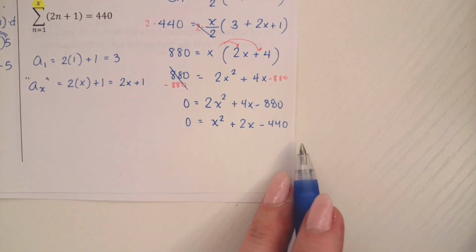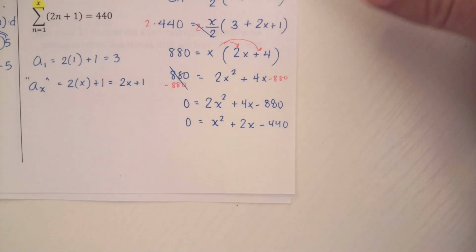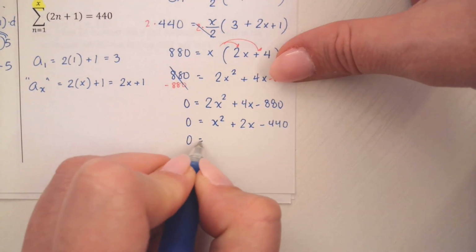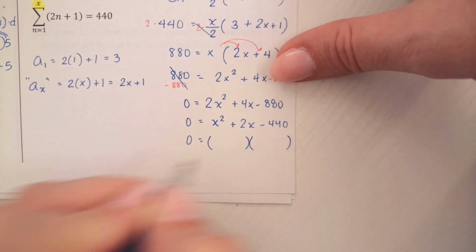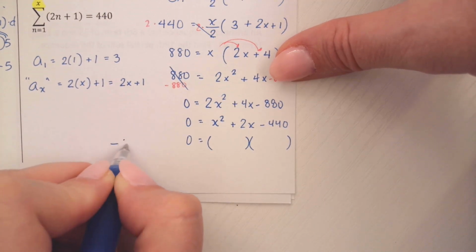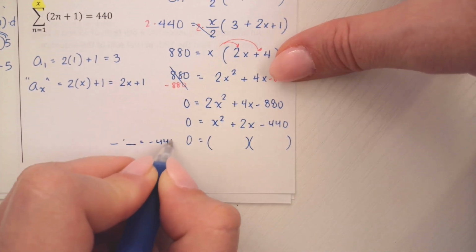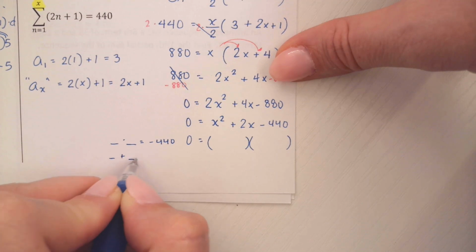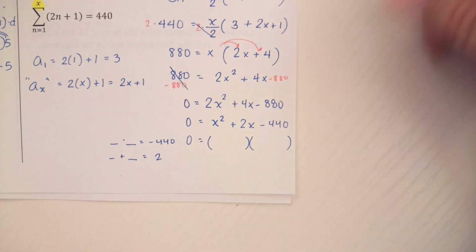Do we think it's factorable? It totally looks factorable. We'll just need 2 numbers. I gotta multiply to negative 440. I gotta add to 2.